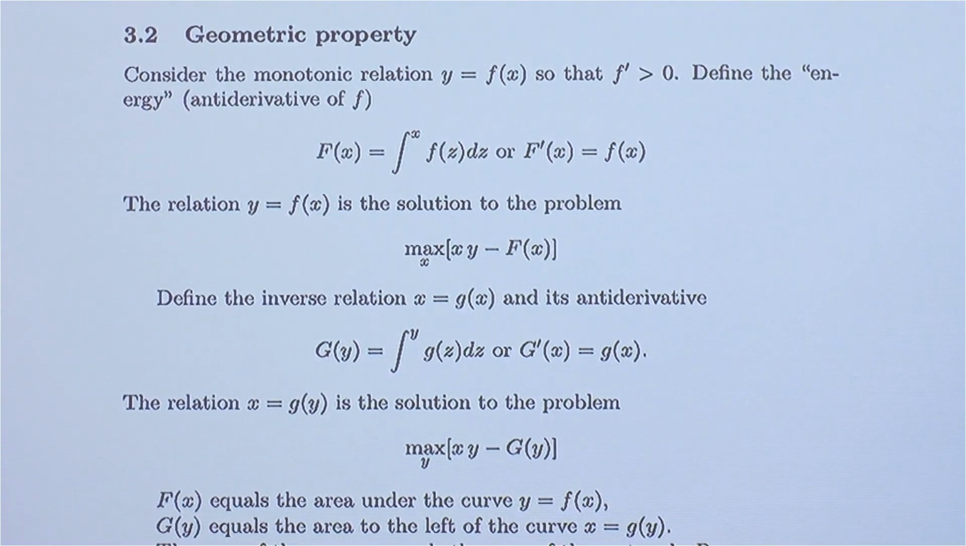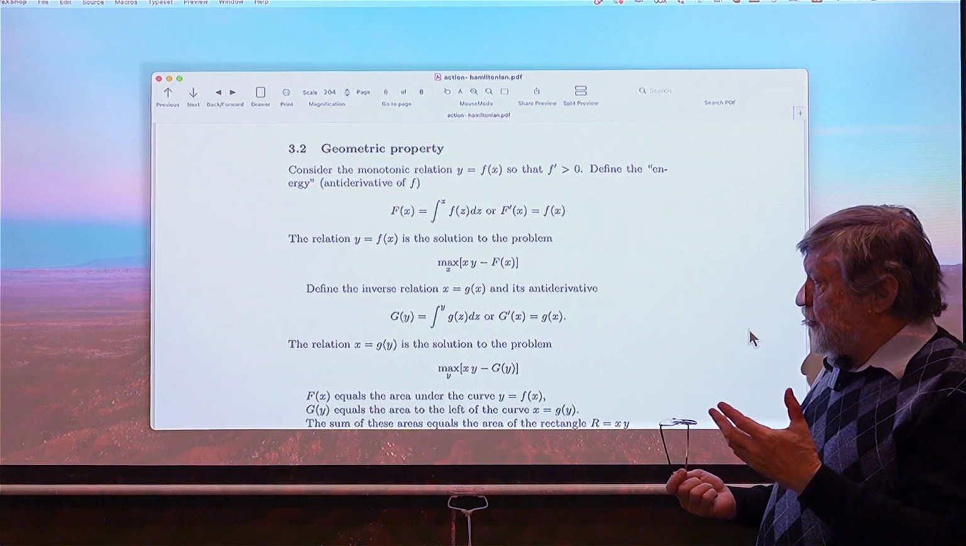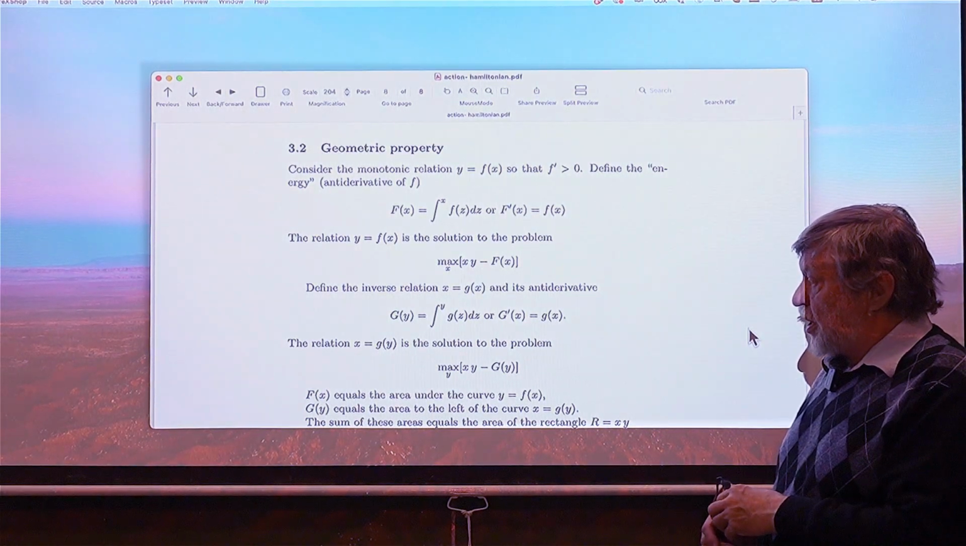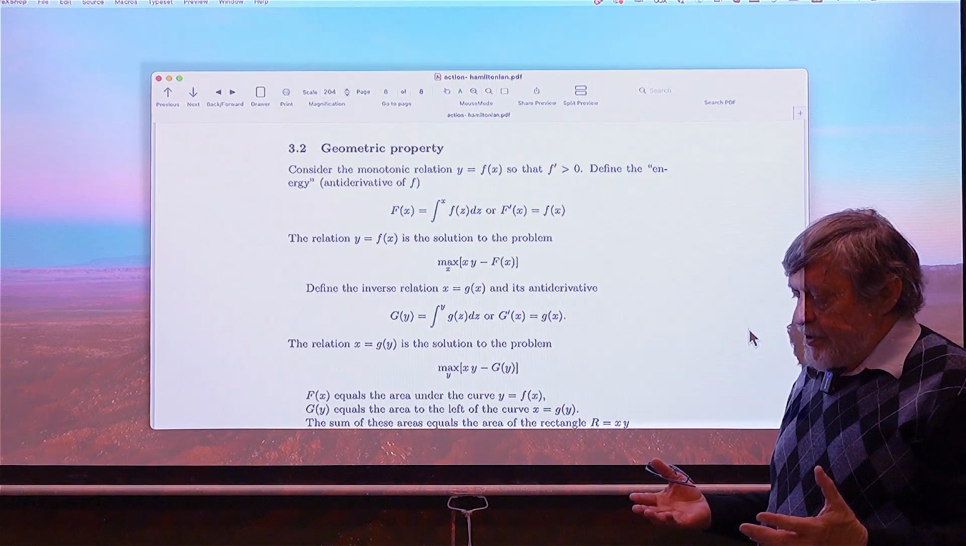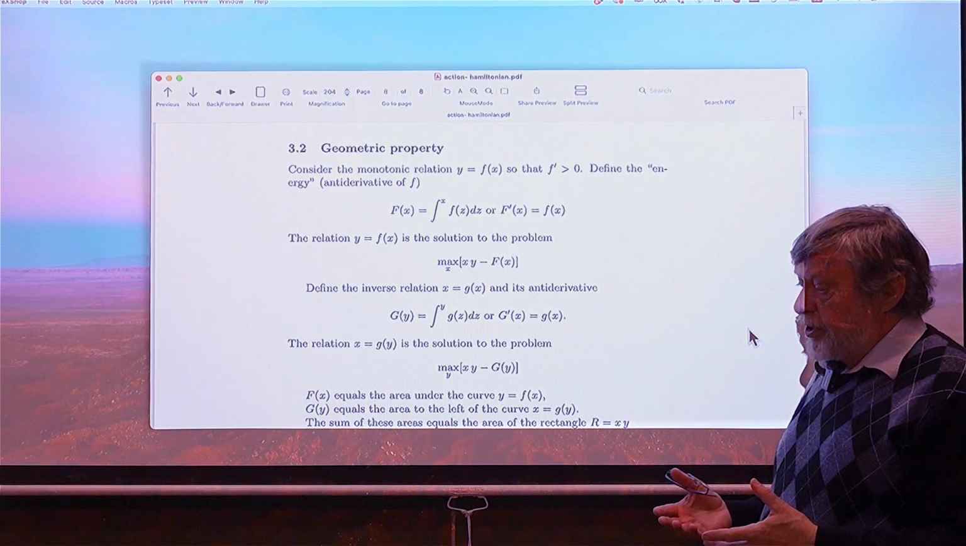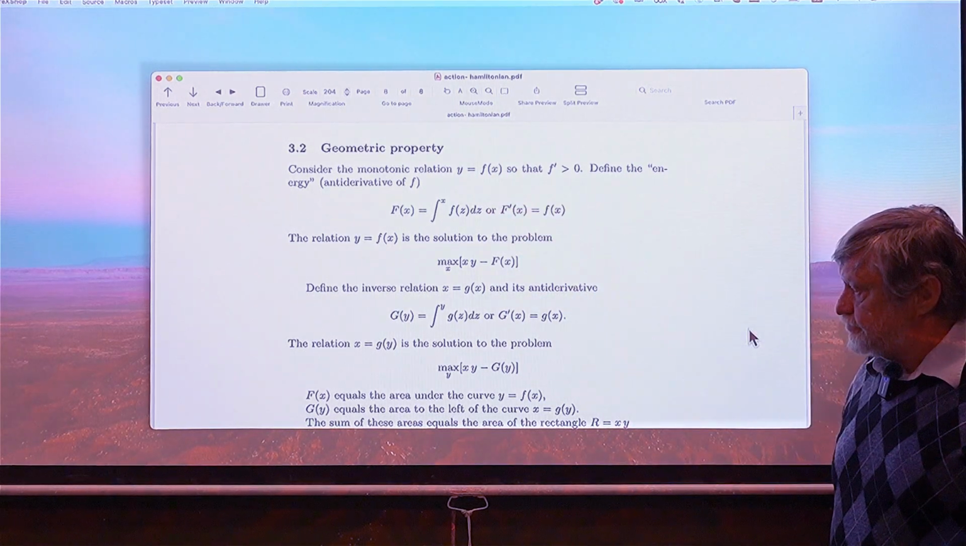So basically, the Legendre transform of F and the Legendre transform G are two antiderivatives, which correspond to solving the original equation for y or for x.